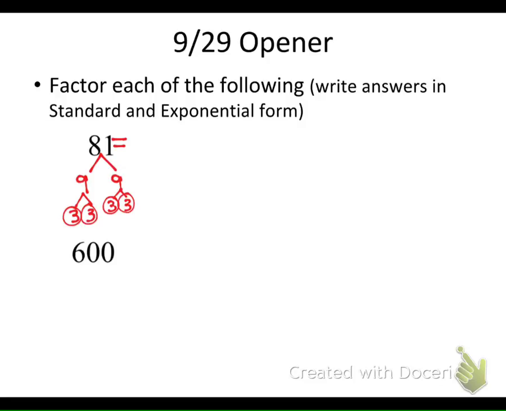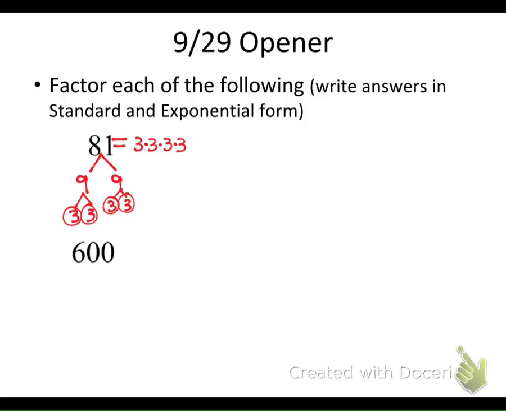So standard form, you're going to write these prime numbers in order from least to greatest. Well, this time, they're all the same value, right? So I'm going to write 3 times 3 times 3 times 3. That's going to be the first part of my answer, standard form.